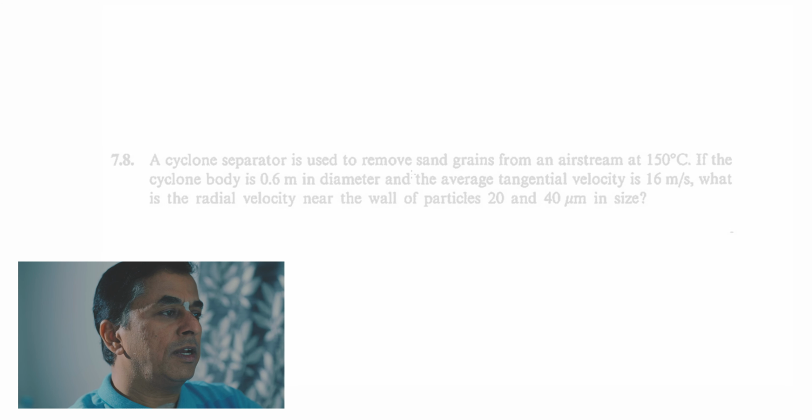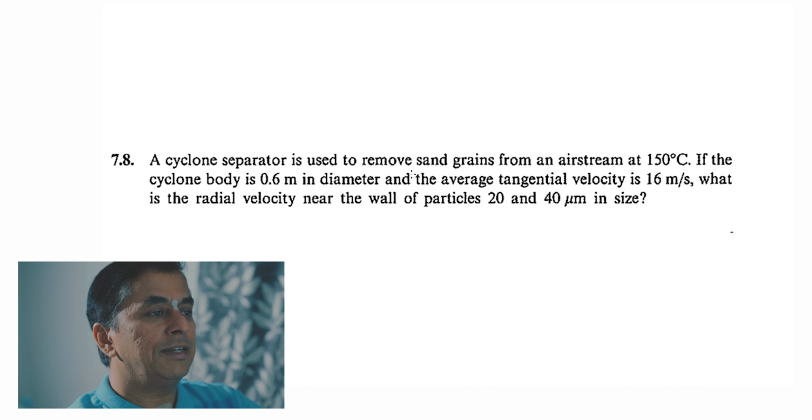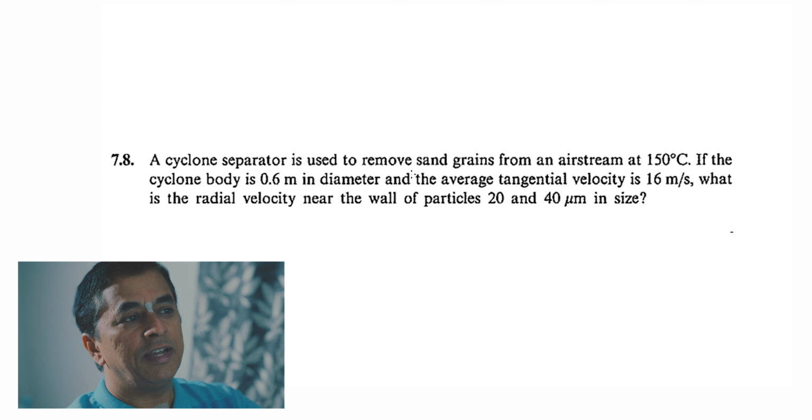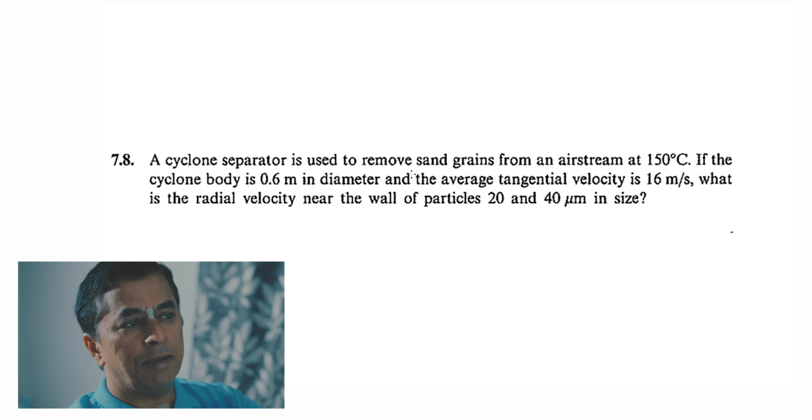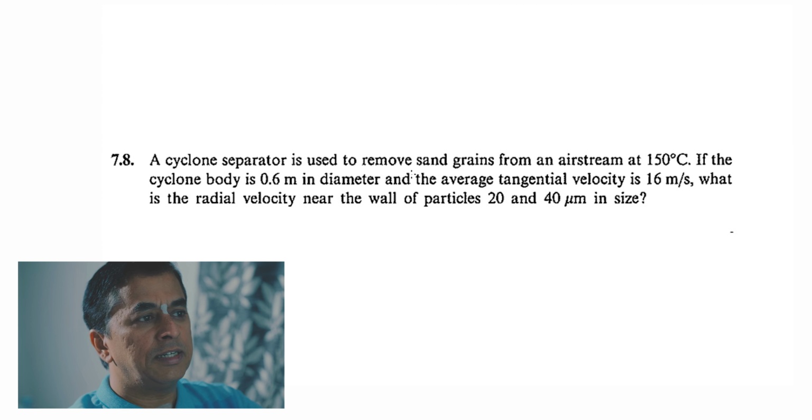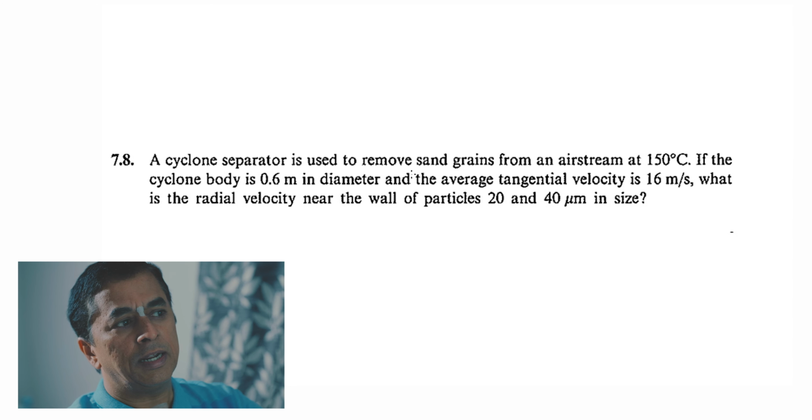A cyclone separator is used to remove sand grains from an airstream at 150 degrees centigrade. If the cyclone body is 0.6 meters in diameter and the average tangential velocity is 16 meters per second, what is the radial velocity near the wall of the particles 20 and 40 micrometers in size?